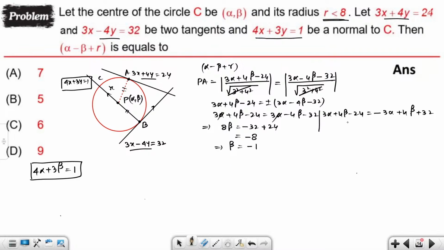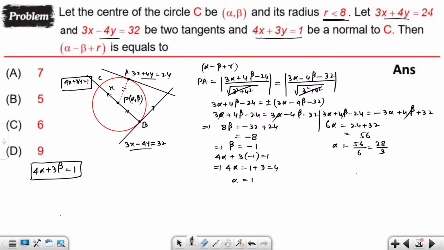Okay. And from the second one, 4 beta goes off. So it's 6 alpha is 24 plus 32. That gives us 56. So alpha is 56 over 6. That gives you 28 over 3, right? Now, if beta is minus 1, and if we put it here, 4 alpha plus 3 beta is 1. So we are having the value of alpha. In this case, alpha is coming to 1.